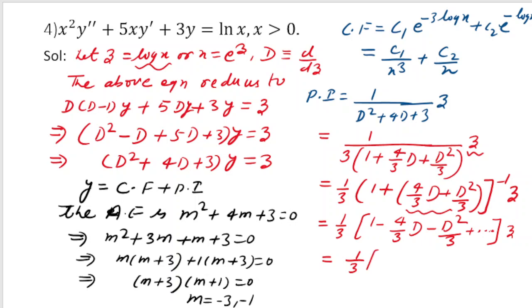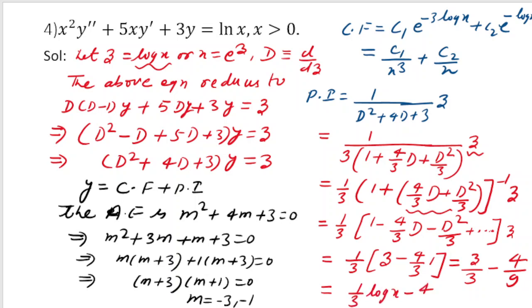So 1 by 3, and 1 into z becomes z, and minus 4 by 3, and d of z becomes 1, and then d square of z becomes 0. So what did I get? I get z by 3 minus 4 by 9. So this is what we have got as our PI. Z was log x, so we got 1 by 3 log x minus 4 by 9.